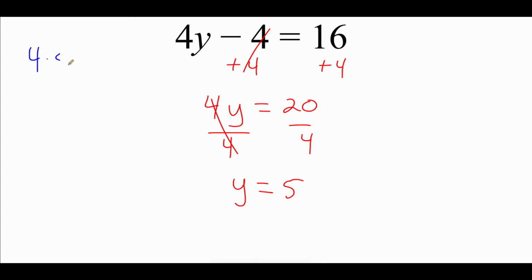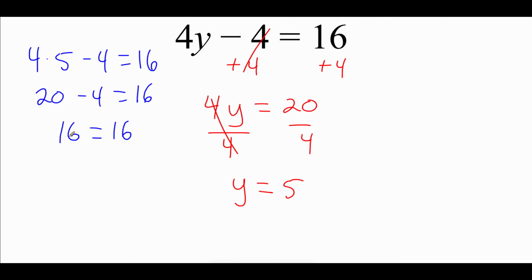So 4 times 5 minus 4, and we're hoping that equals 16. Now 4 times 5 is 20, so 20 minus 4 equals 16. When we do that subtraction on the left-hand side, 20 minus 4 is 16, so we get ourselves a matching set of numbers here, so that does confirm that our y value is 5.